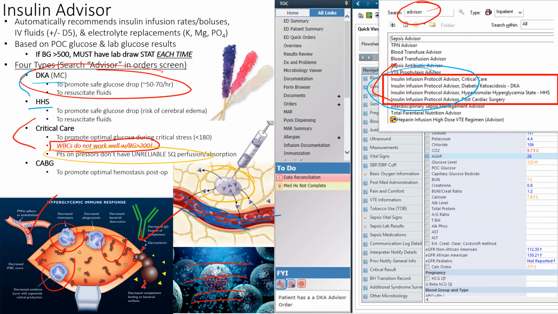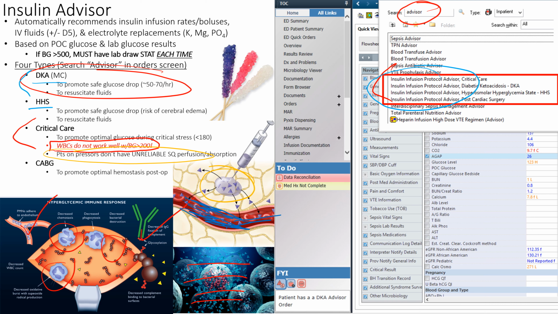50 to 70 per hour is kind of where we want that sugar to come down nice and slow, so we don't get a rebound cerebral edema. That's really more prominent in kids, but DKA affects kids, and we get patients that are like 18 years old, 19 years old, 21 years old. So they're still susceptible to this change in glucose, this rapid change in glucose.